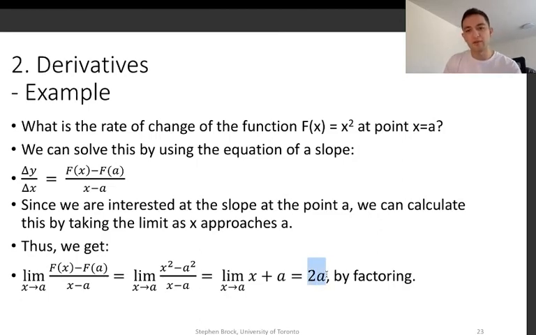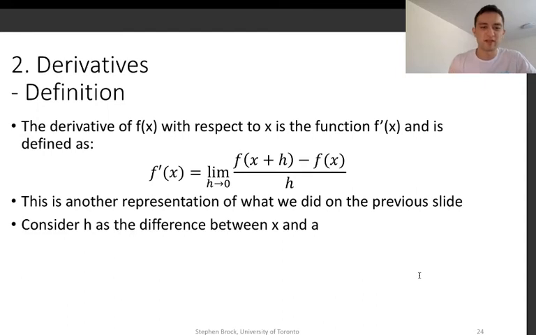This should align with your intuitive definition of a derivative, where you bring the 2 down and decrement the exponent by 1. So f prime of a would be 2a, and that's what we got here. So this is a little bit of intuition behind the definition. The definition of a derivative states that the derivative of f of x with respect to x is the function f prime of x, defined as f prime of x equals the limit as h approaches 0 of f of x plus h minus f of x, all divided by h.